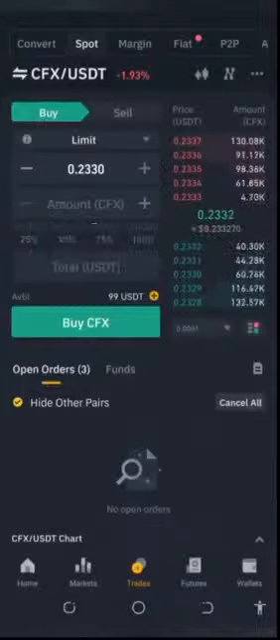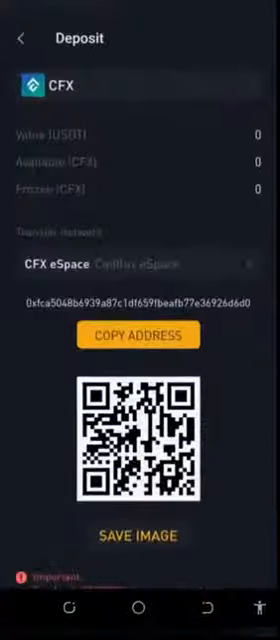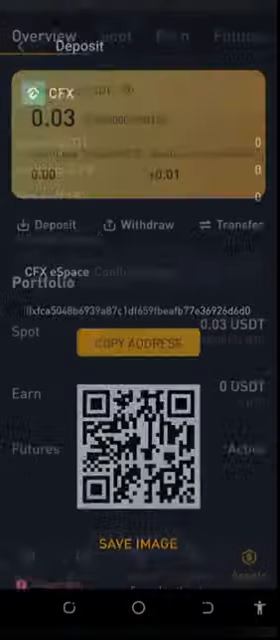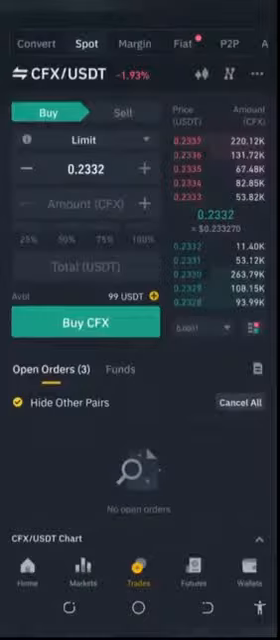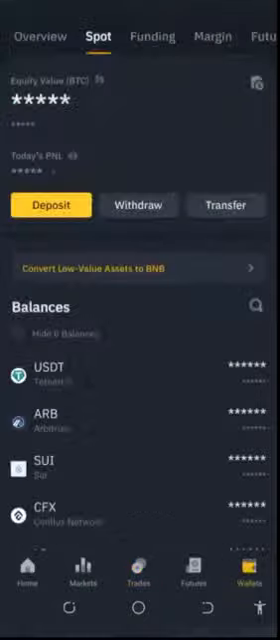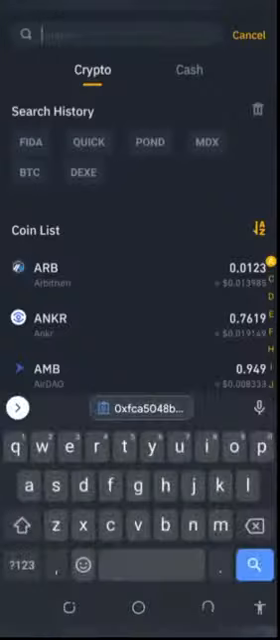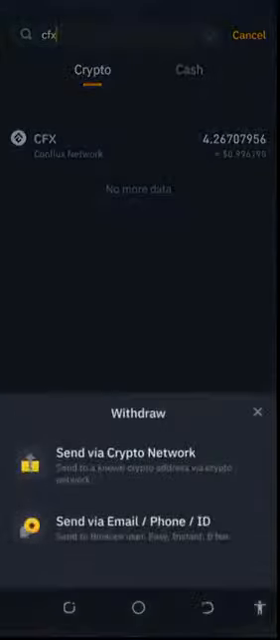Okay, next is that we have to go and get the withdrawal address. It's currently CFX eSpace. So we're just testing this out. If this works, keep your fingers crossed, we're coming back to do this trade live. Okay, so let's copy it, and then we will go back and withdraw. So we check on our CFX. We just have 4.26.